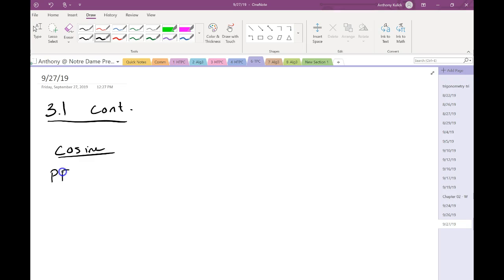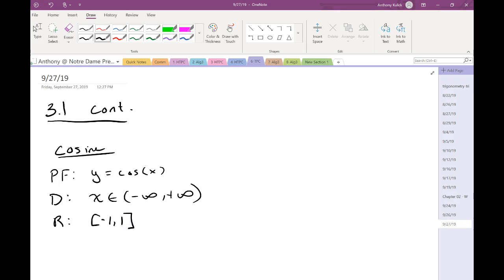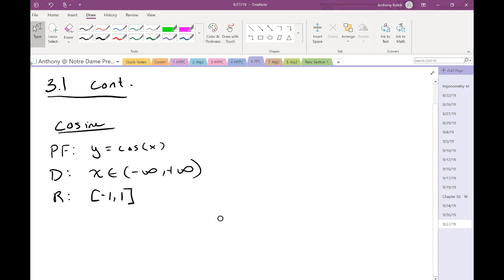And we're going to talk about those same attributes here. So the parent function for cosine is just y equals cosine. The domain, just like sine, is all real numbers. The range, just like sine, was from -1 to +1. The symmetry here, though, is different.